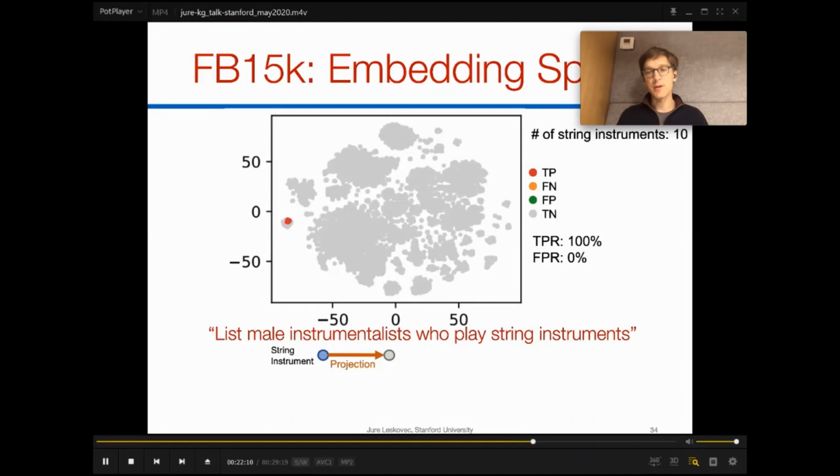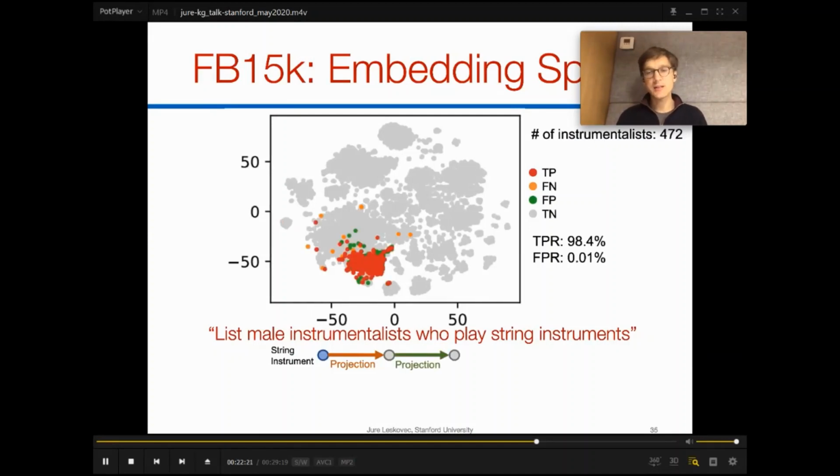Now that we have a box covering these 10 string instruments, we want to cover all the instrumentalists. So we will take this box and again apply a projection operator, and let's see what this box covers. In our data set, we have 472 different instrumentalists of string instruments, and you see that we are basically able to cover most of them. These are red dots. False negatives are the orange dots. These are the string instrumentalists who we haven't covered, and we have a few false positives denoted by green dots. But you see that our true positive rate is 98%. So this is now identifying all the instrumentalists of string instruments.